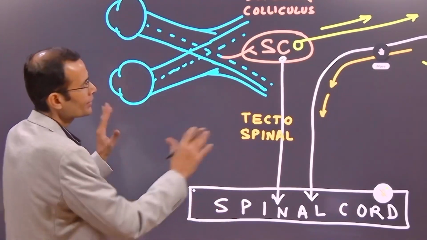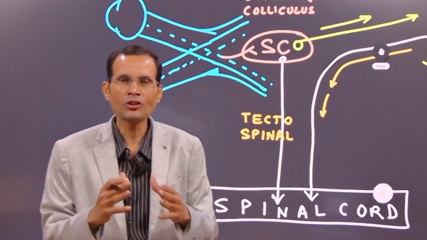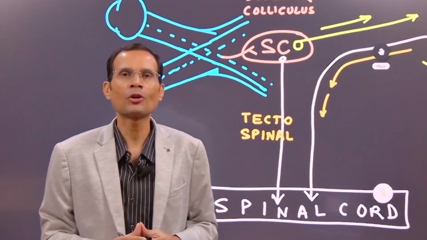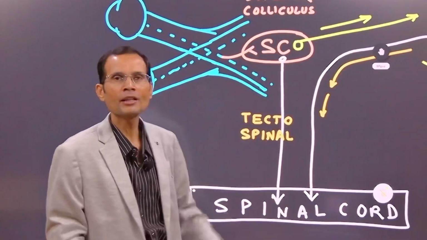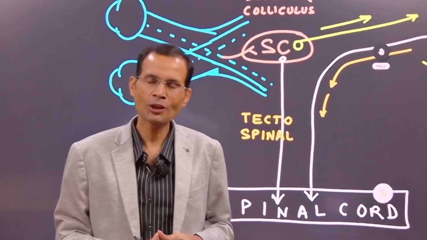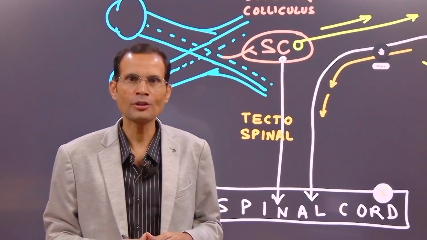But in short, this is a circuit, and the structure that is central to eye-hand coordination is the superior colliculus. So that was a quick explanation about eye-hand coordination.